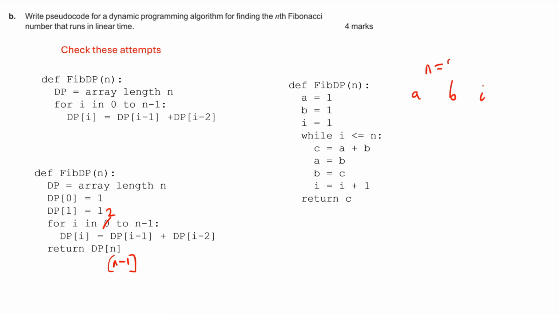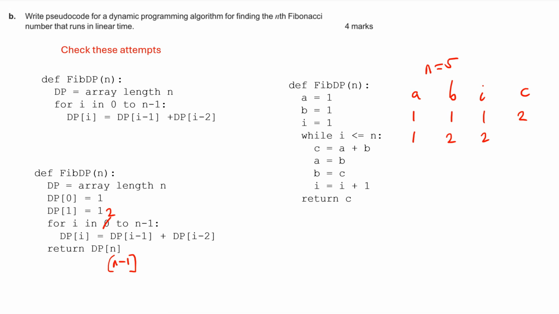So let's say n equals 5. A equals 1, B equals 1, I equals 1. Now C equals A plus B, which is 2. A equals B, which is 1. B equals C, which is 2. I equals I plus 1, which is 2. Is I less than or equal to n? Yes, it is. So we go through.